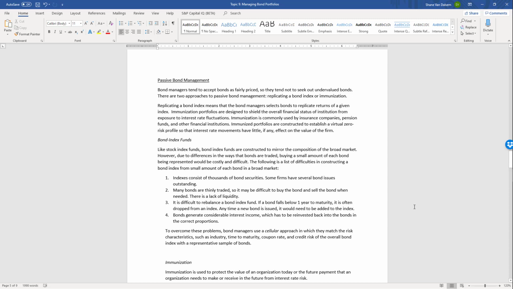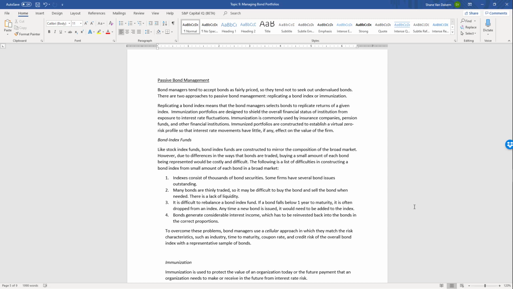Bond index funds. Like stock index funds, bond index funds are constructed to mirror the composition of a broad market. However, due to differences in the way that bonds are traded, buying a small amount of each bond being represented would be costly and difficult. So remember that bonds are not traded on an exchange. They're traded with dealers. So if I want to buy a bond, I'm going to buy that bond through a dealer.